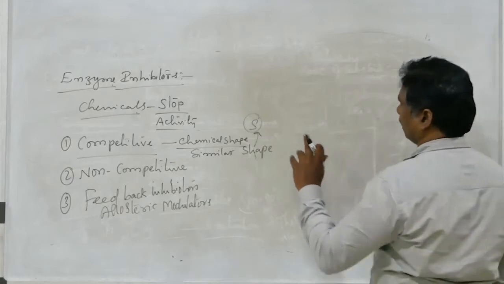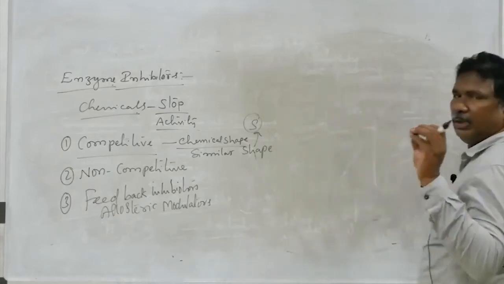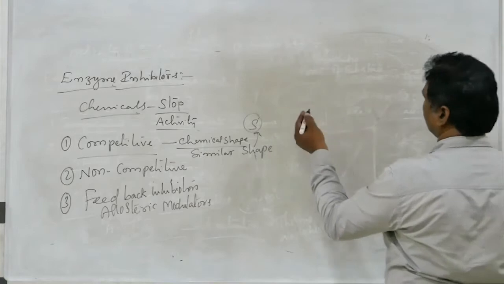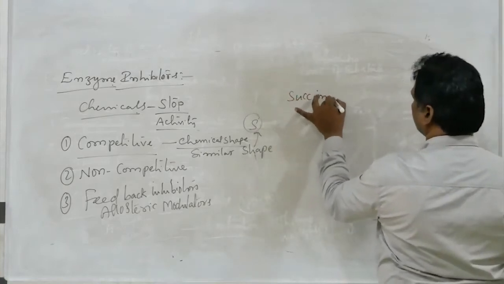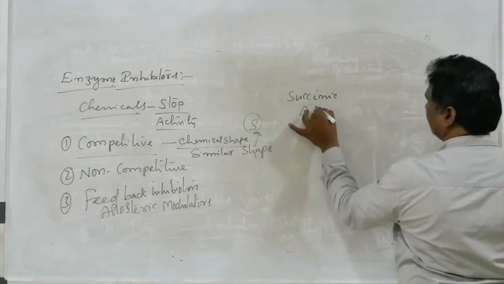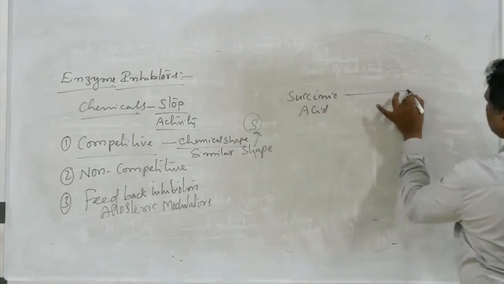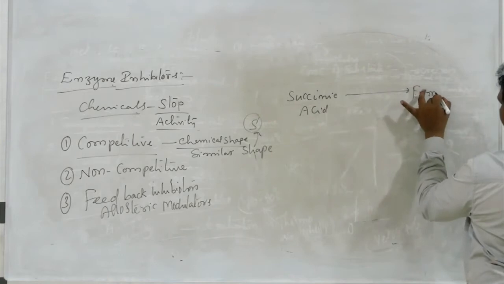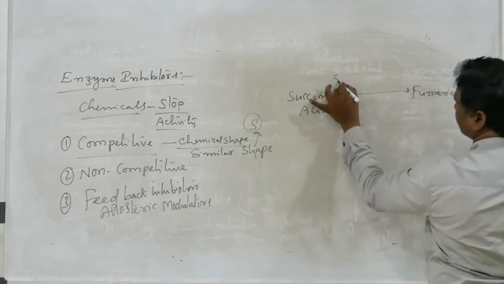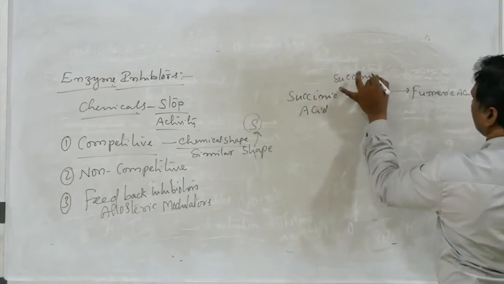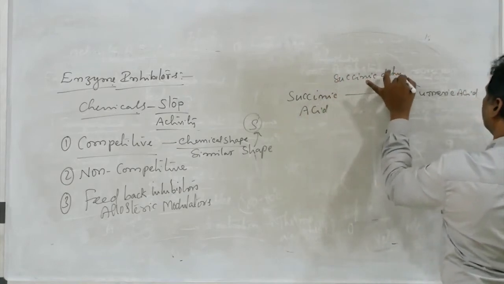For example, one of the important steps in the Krebs cycle during respiration. In that one, succinic acid is converting into fumaric acid in the presence of the enzyme succinic dehydrogenase.